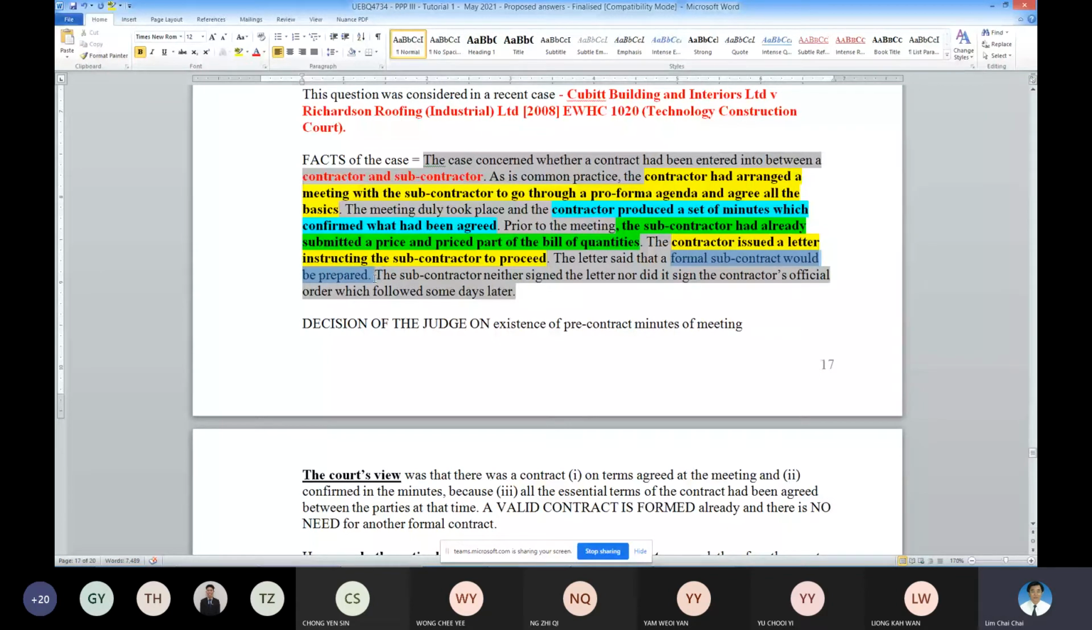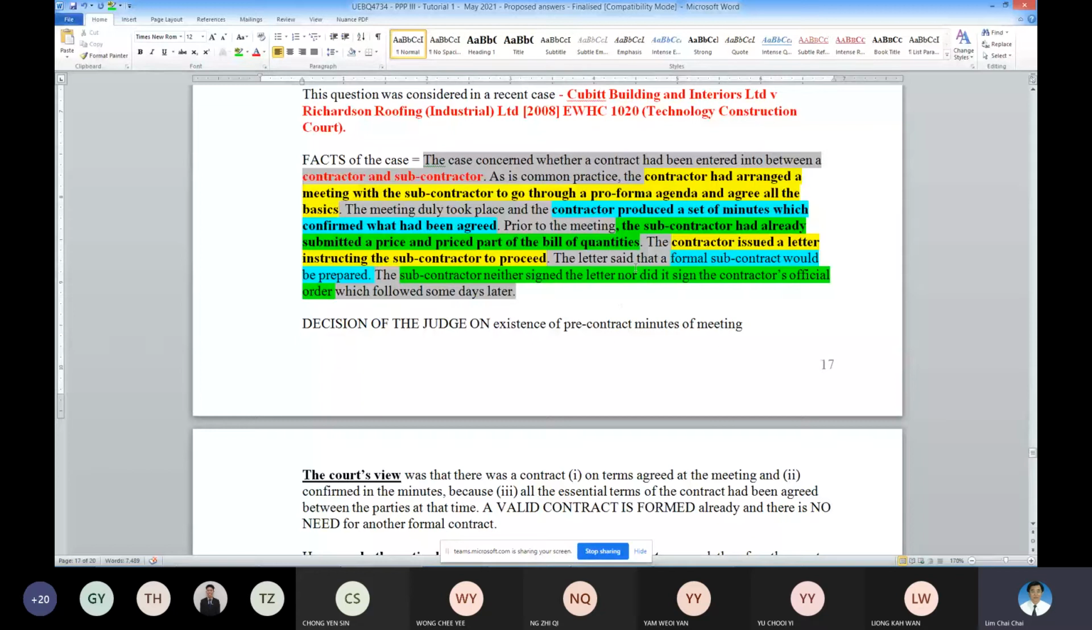The subcontractors neither signed the letter nor did it sign the contractor's official order. So this is what is happening. The NSCs didn't sign the document. Then what to depend on or refer to as the basis of the contract is only the minutes of meeting, because the offer and all these things are not being accepted by the nominated subcontractor.